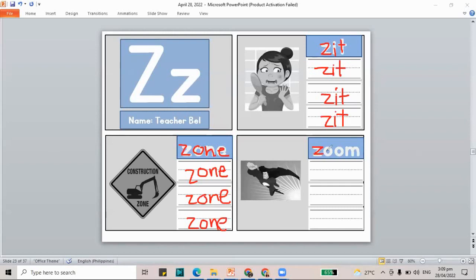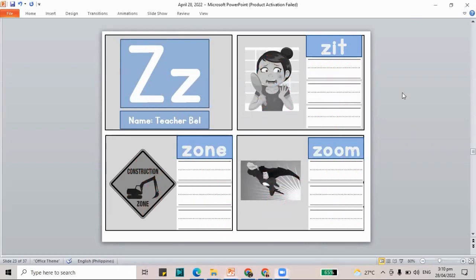Then we have this one, the superhero needs to be fast and he needs to zoom away. So this is zoom, Z-O-O-M, to make the word zoom. Zoom. And let's color. We have a zit, zone, and zoom. Now, if you're not yet done with the work, pause this video, play it again. Once you're done, I'll be jumping to the next work.